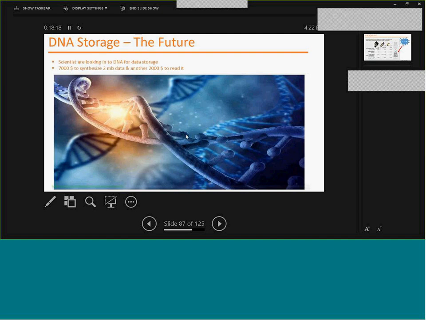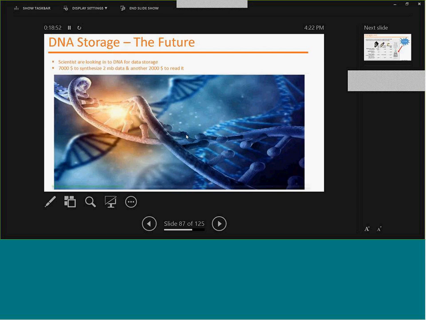Next one is DNA storage. The next frontier for storage is DNA. Currently, DNA storage is still in progress. As of now, if you would like to synthesize 2 MB of data into DNA, it costs $7,000. And just to read the data, it costs $2,000. So to read and write 2 MB of data, it costs $9,000 nowadays.